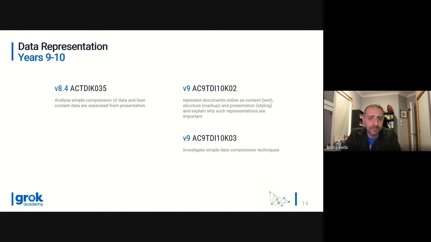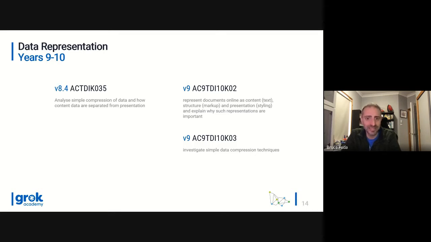In 9 and 10, we had this compound content description before, where we had simple compression of data and how content data are separated from presentation. That was a really difficult content description for most people to parse. So you can see in the new version where that's been broken apart, we've got a very clear statement about the separation of data, content, structure and presentation.